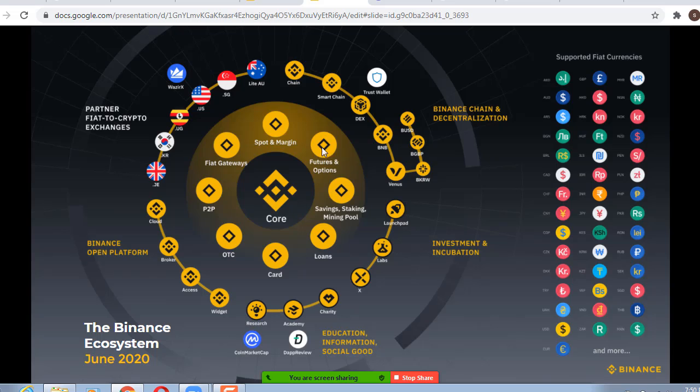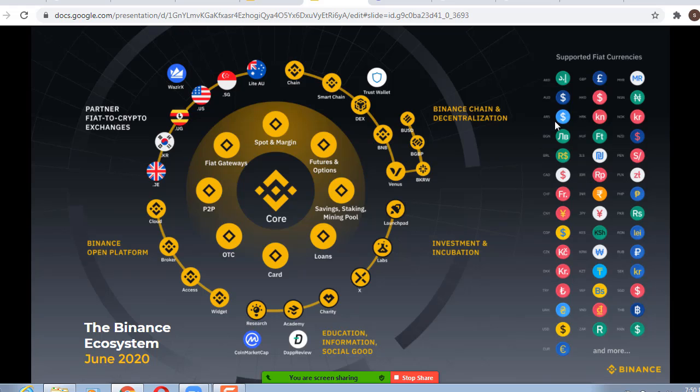So Binance has a wallet called the Trust Wallet, which is used by many. I advise you go to Play Store, download your Trust Wallet and start using it. Ensure you take note of your recovery phrase, that is the 12 words, and ensure you write it down on a piece of paper or a notebook and keep it in a safe place. Very important.